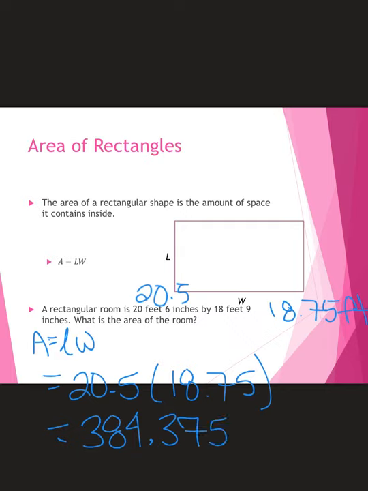384.375. Now, because we're talking about area, area is square units. So this would be square feet. Okay, and 0.375 of a foot is about 4.5 inches. We're not going to convert it because that makes it a little bit harder. But you would just do 0.375 times 12 to figure out how many inches that is.